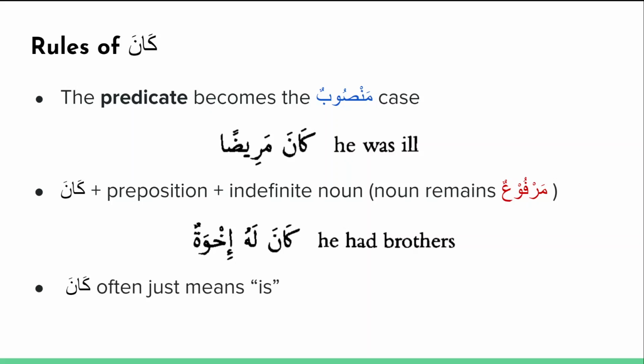All right. And this is something that's special to the Quran. You won't really see this in modern Arabic, but kana oftentimes just means is. Especially when referring to Allah subhanahu wa ta'ala. For example, وَكَانَ اللَّهُ غَفُورًا رَحِيمًا. And God is the most merciful and the most forgiving. You don't say God was. It's translated as God is the most merciful and the most forgiving.